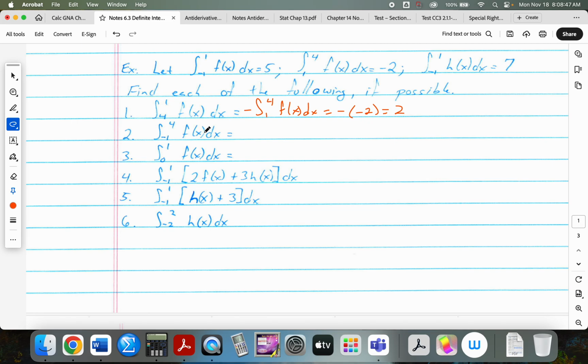All right, what can I do to find this integral, the integral from -1 to 4? I've got from -1 to 1 and from 1 to 4. So I can just add them, yeah. That'd be the integral from -1 to 1 of f of x dx plus the integral from 1 to 4 of f of x dx. So that's 5 plus -2 is 3.